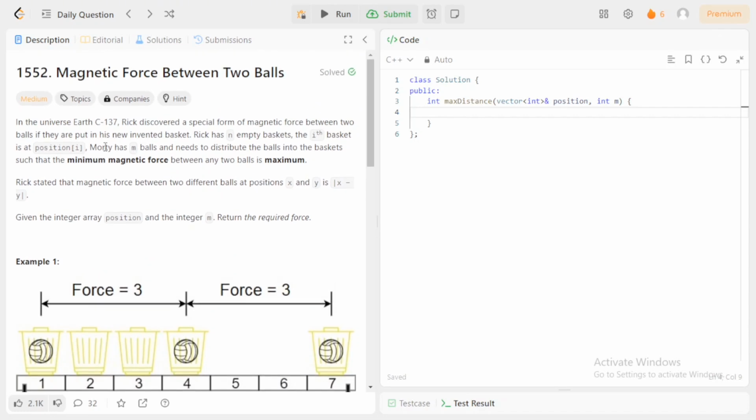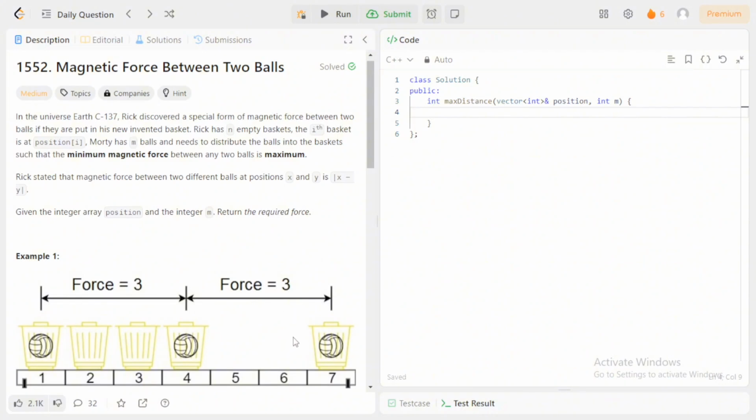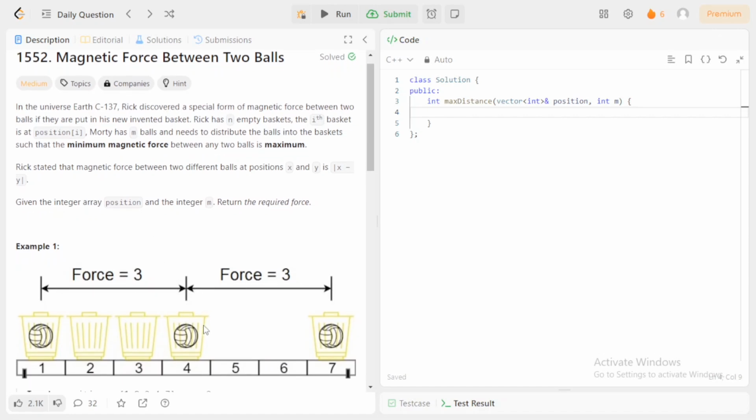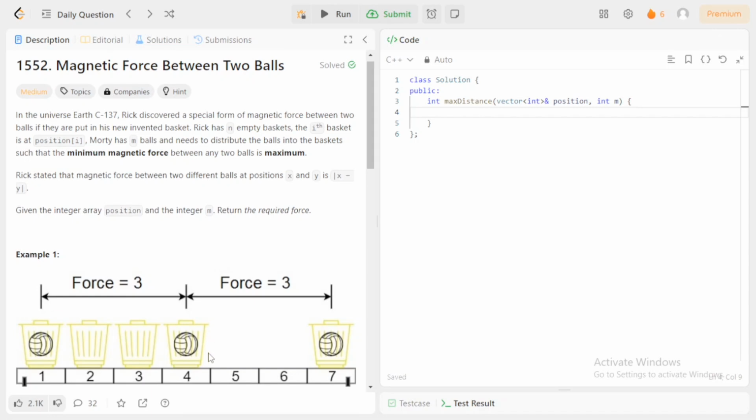And Morty has m balls and needs to distribute them, so we have to distribute m balls in these baskets in such a way that the minimum magnetic force between any two balls is maximum. So we have to place the balls at the farthest distance. Magnetic force will be the modulus of this minus this. As written here, the magnetic force between any two different balls at positions x and y is |x - y|.